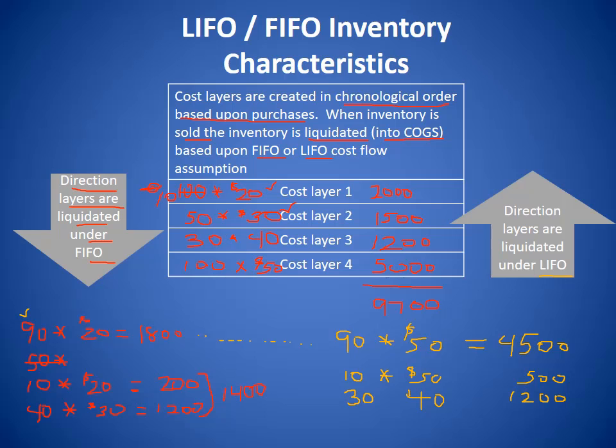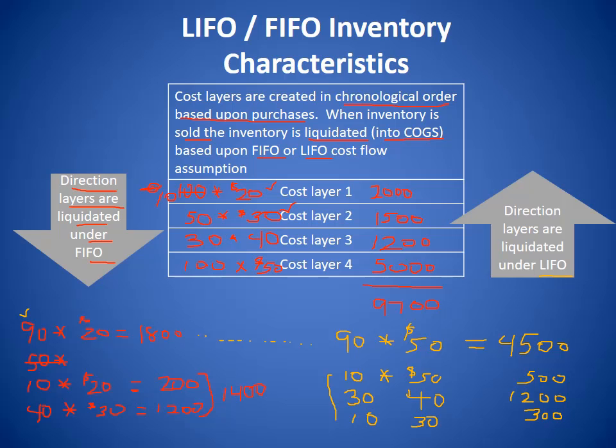But you'll notice we're still not up to 50 units yet. We still need another 10 units. We've liquidated cost layers 4 and 3, so now we move up to cost layer 2. In this case, we liquidate 10 units from cost layer number 2 at $30 a unit, and that's going to become $300.